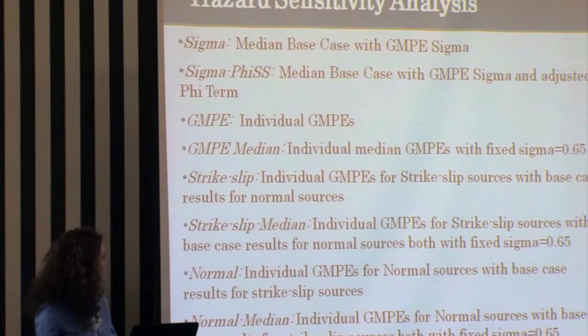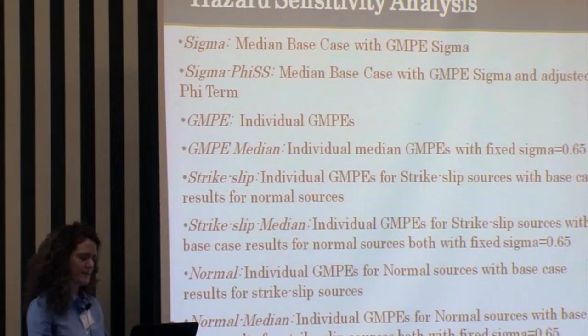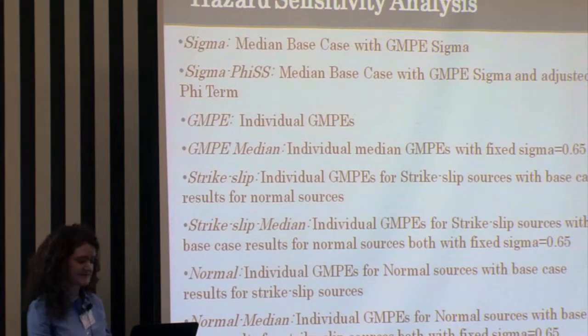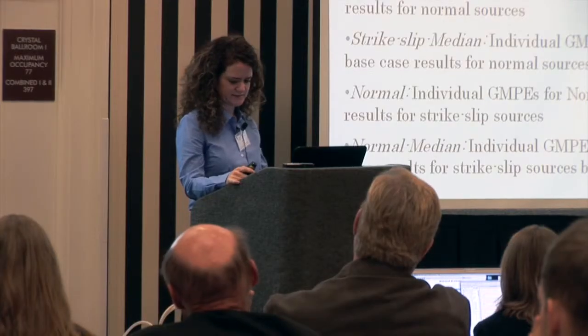I'll also be showing you results for strike slip, where for the base case I have the normal sources, and then for the individual GMPEs, the strike slip results. For the strike slip medians, it's similar, but the sigma is again fixed, and the same goes for the normal faults, where I have my base case as my strike slip sources, and I'm comparing the results from the normal sources with those strike slips. And for the medians, the sigma is fixed.